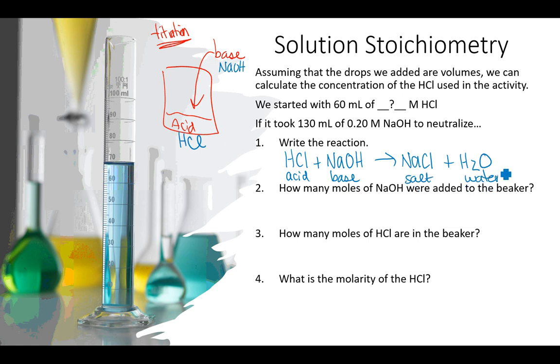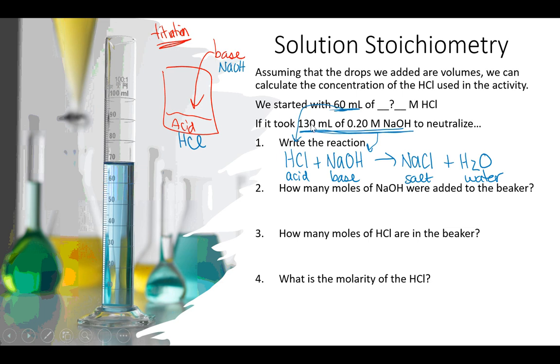So it's neutralizing. And what we observed, let's say we took some data where it took 130 milliliters of a 0.2 molar solution of NaOH to neutralize a 60 mL solution of HCl. So the first thing we want to do is figure out how many moles of NaOH we added.